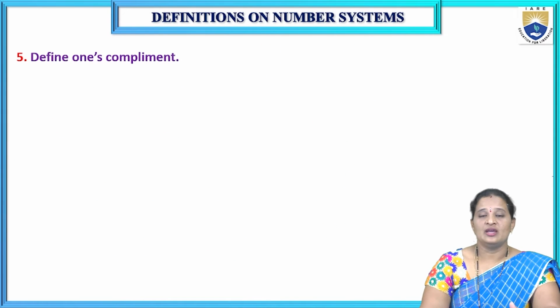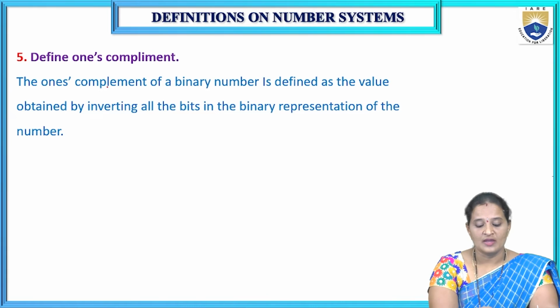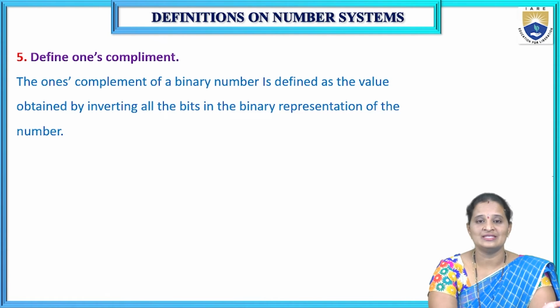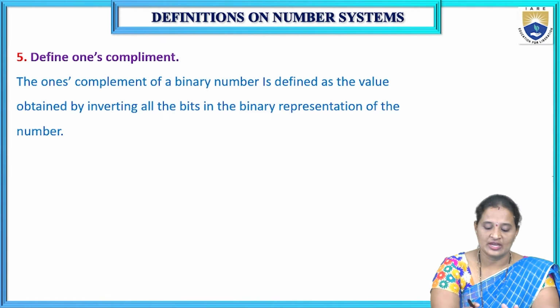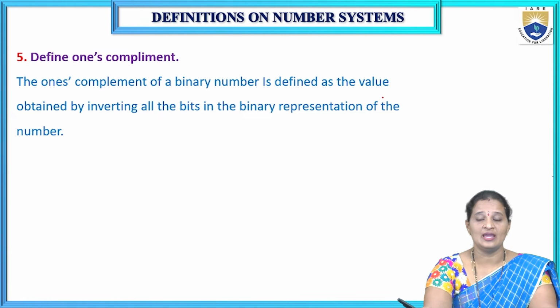So now coming to the complement, define one's complement. How can we define one's complement? The one's complement of a binary number is defined as the value obtained by inverting all the bits in the binary representation of the number. Inverting in the sense of simply changing the ones to zeros and zeros to ones. So the one's complement of a binary number is obtained simply by changing the binary ones to zeros and zeros to ones.